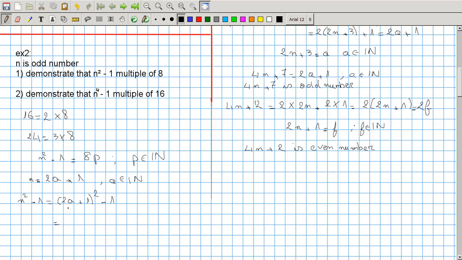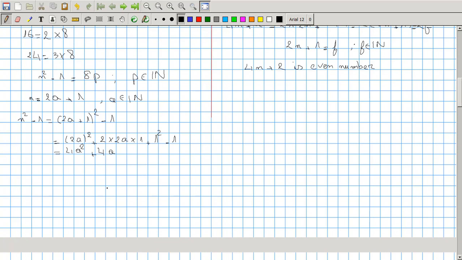(2e plus 1) square is (2e) square plus 2 times 2e times 1 plus 1 square, minus 1. 1 square minus 1 equals 0. Then it equals 4e square plus 4e. We can factor by 4e: 4e times e, since e square equals e times e, plus 4e.